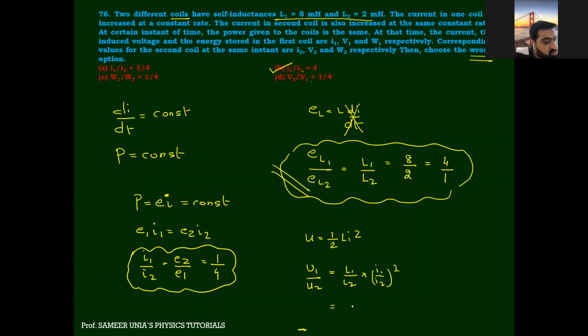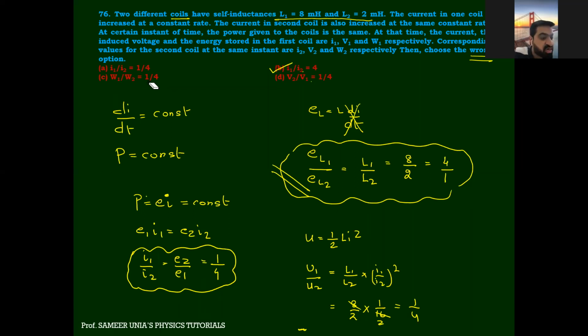So L1 upon L2, if you see, is 8 is to 2. And I1 upon I2 is 1 is to 4, whose square will become 1 is to 16. This will become 1 is to 4. That is also correct. So everything is correct except this answer. With this, your formulas will get revised.